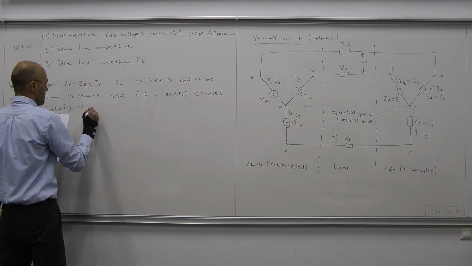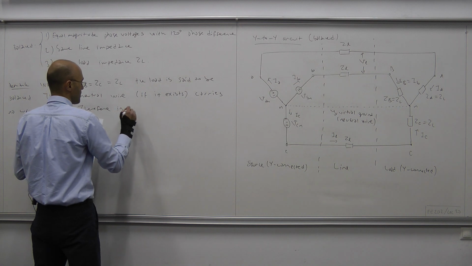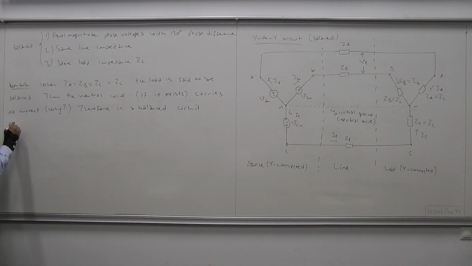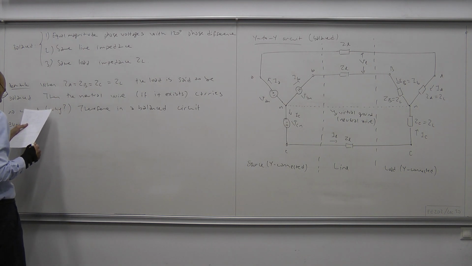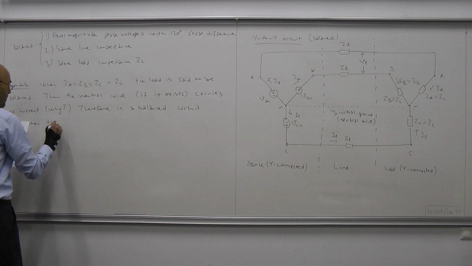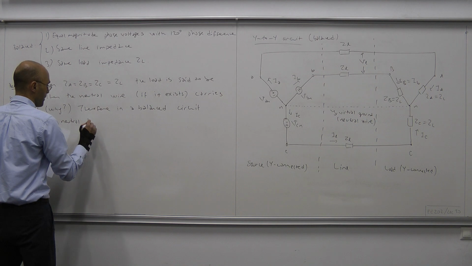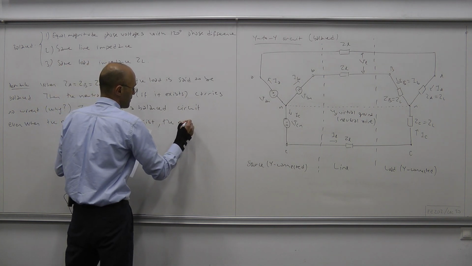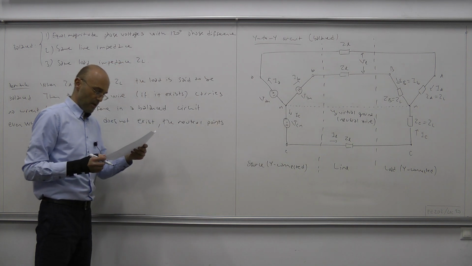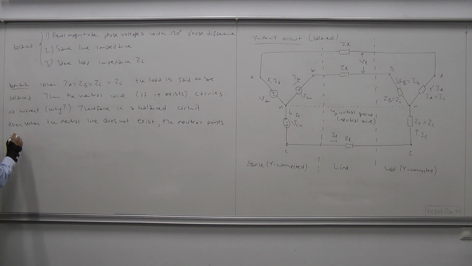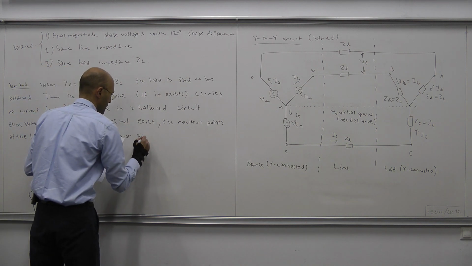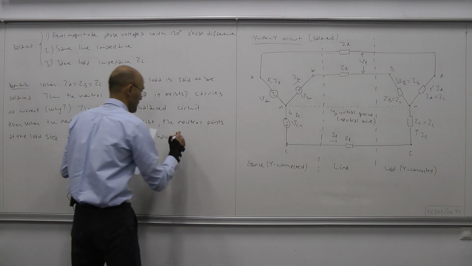Therefore, in a balanced circuit, even when the neutral line does not exist, the neutral points at the load side and the generator side have equal potentials.